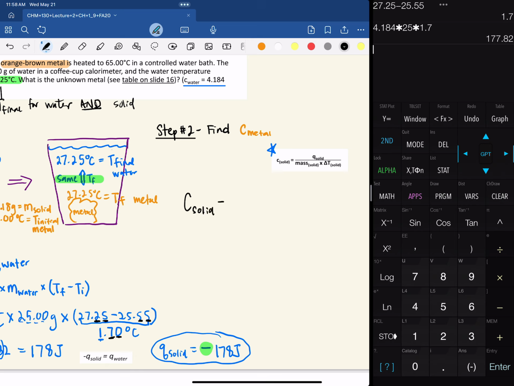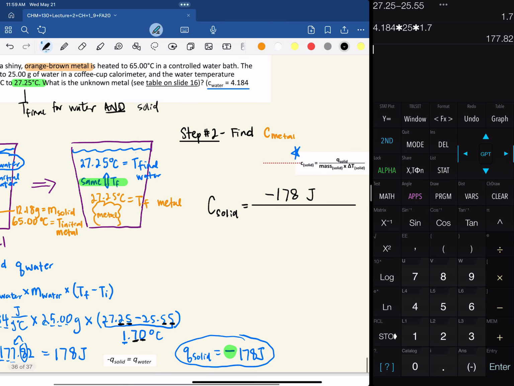And so we're going to say C of the solid, and we're going to populate all our numbers here. Now we're looking at the solid. We're going to change our viewpoint from the water to the solid, so the orange numbers. So the Q of the solid, which we figured out in step 1, is 178 joules. And we're going to divide it by the mass of the solid. So let's go back and look. The mass of the solid is here.